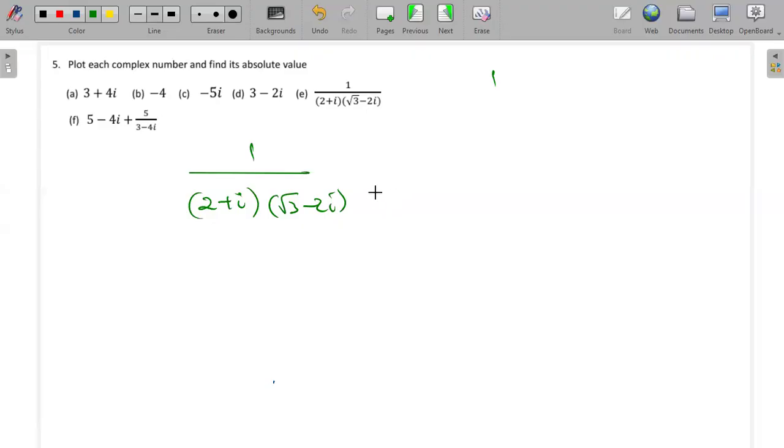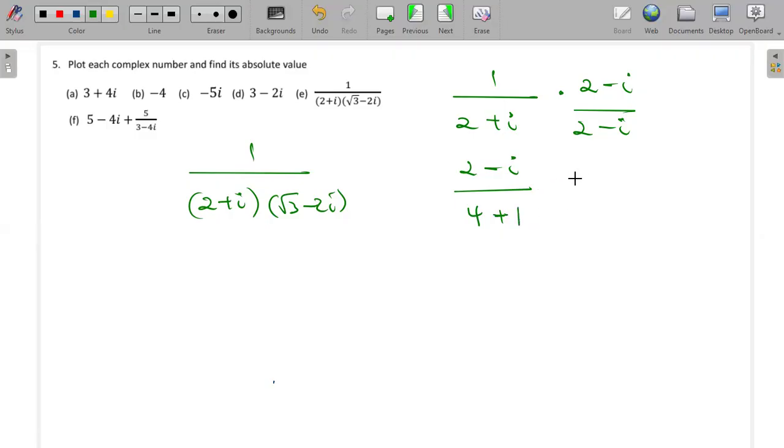So I'll start with the 2 plus i. What is it going to give us? We multiply by the conjugate, both in the numerator and in the denominator. So you have 2 minus i. So this is going to be 2 minus i over, down there you get 4 plus 1, and this gives us 2 minus i over 5.